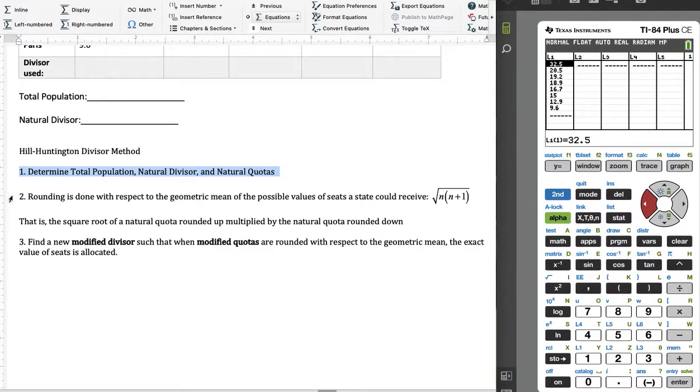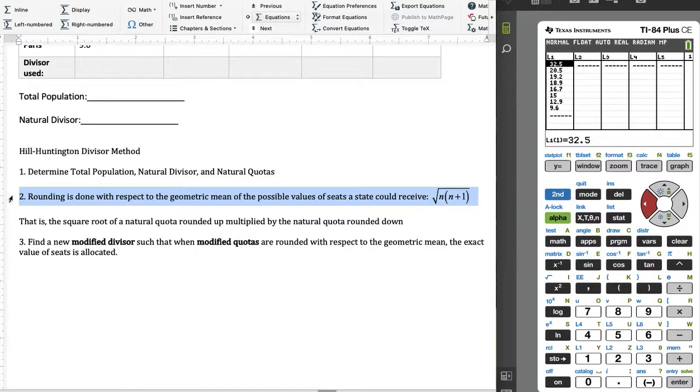Hill-Huntington rounds according to the geometric mean of the possible values of seats a state could receive. Now I've got the square root of n times n plus 1. We'll go through this in a moment when we see an exact example. We're going to take the square root of the natural quota rounded up multiplied by the natural quota rounded down, or the modified quota rounded up multiplied by the modified quota rounded down. Because of this, we're going to put this into the spreadsheet and use this as a way of helping us decide how we make this allocation.